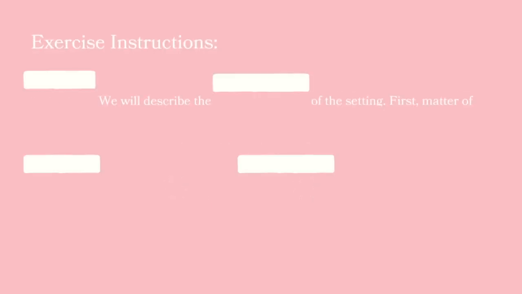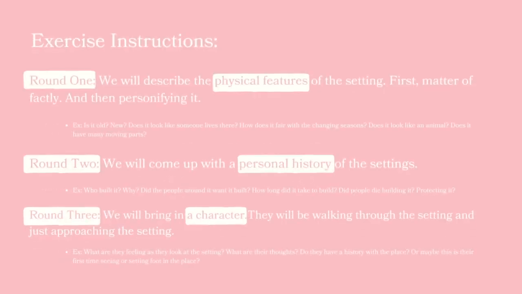First things first, the session's going to be broken up in 3 rounds. I'm going to show you an image. In the first round, you're just going to describe what it looks like to you. In round 2, you're going to give the place a personal history. And then in round 3, we are going to introduce a character.